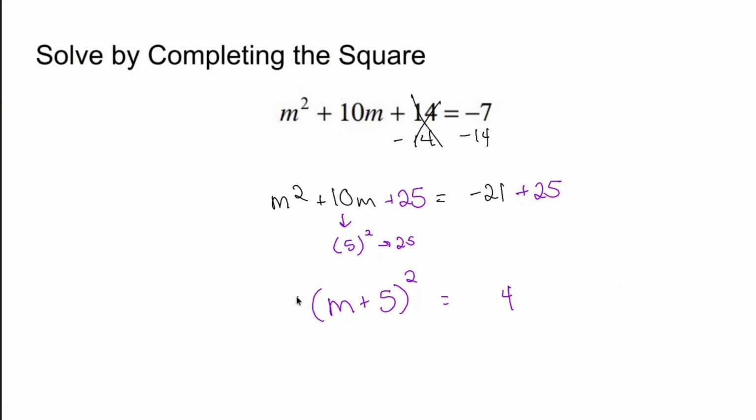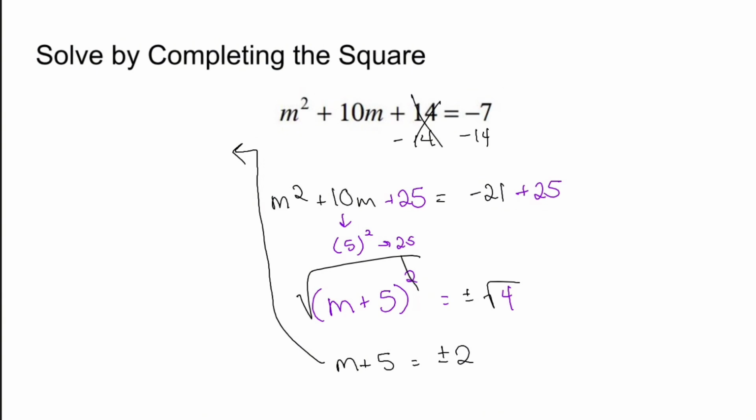So you're going to square root both sides. Don't forget to attach the positive or negative when you square root that side. The square and the square root cancel each other out, leaving you with m plus 5 equals positive or negative the square root of 4, which is positive or -2. Okay, now what we have is two math problems going on here. We have m plus 5 equals 2, and we have m plus 5 equals -2.